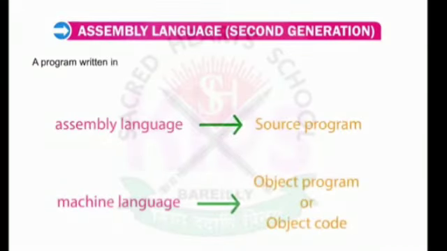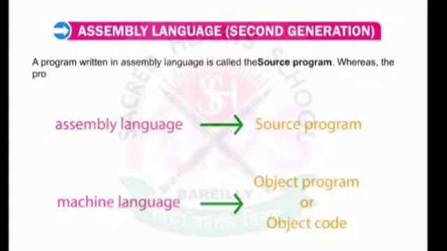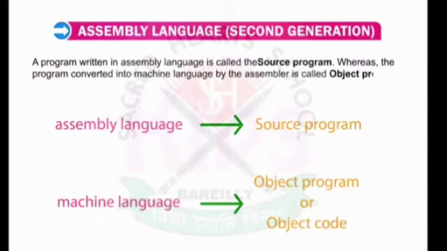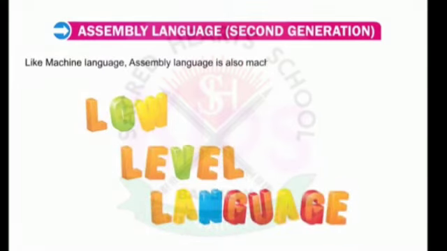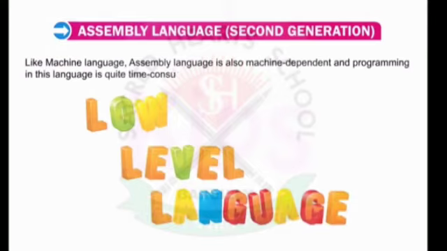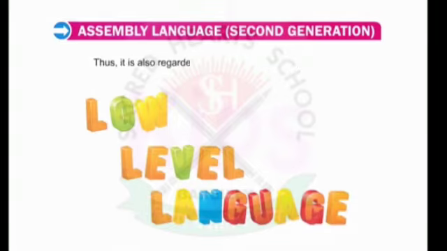A program written in assembly language is called the source program, whereas the program converted into machine language by the assembler is called object program or object code. Like machine language, assembly language is also machine dependent, and programming in this language is quite time consuming. Thus, it is also regarded as a low-level language, LLL.